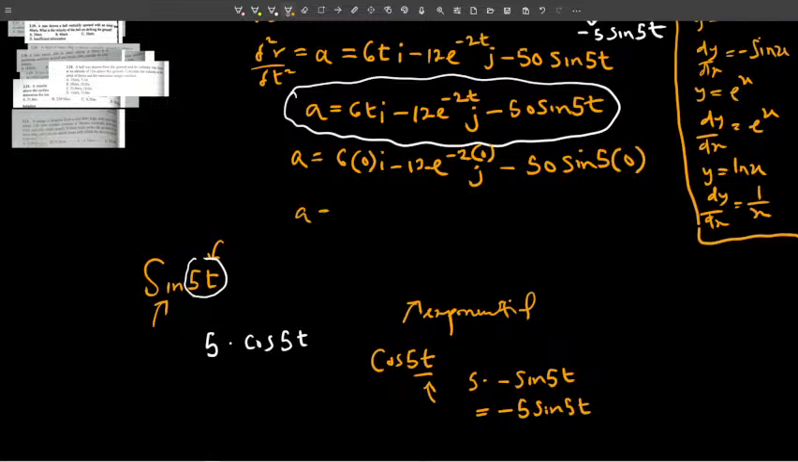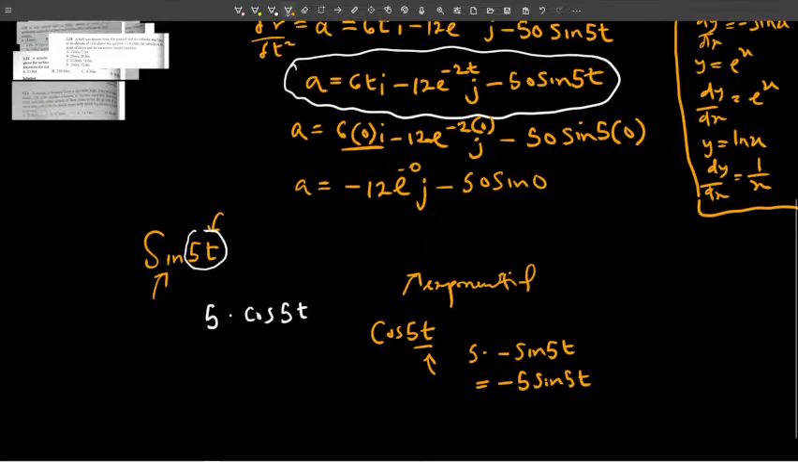So a now will be equal to, everything here will give me 0. So this one is gone. Here, this one will give me minus 12 e raised to the power minus 0, which is the same as e raised to the power 0, j. Then minus 50 sine 0. Don't forget sine 0 is 0. That means everything here will give me 0. So what do I have left? I have a equals minus 12 e raised to the power minus 0 j.